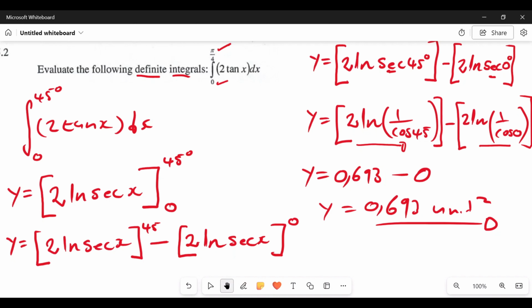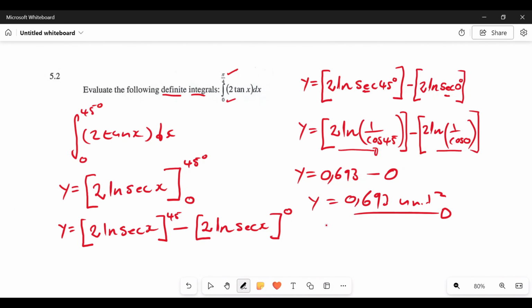All right, guys, we are done with 5.2. We're going to do 5.3.